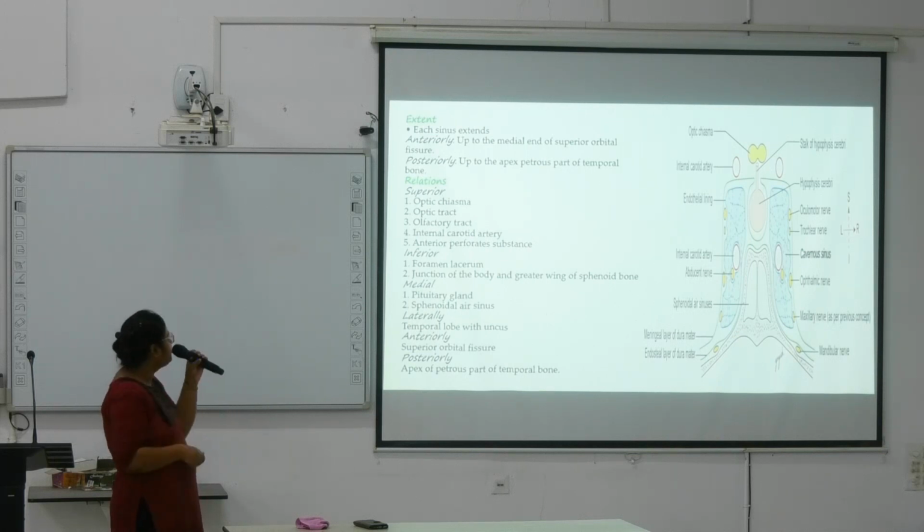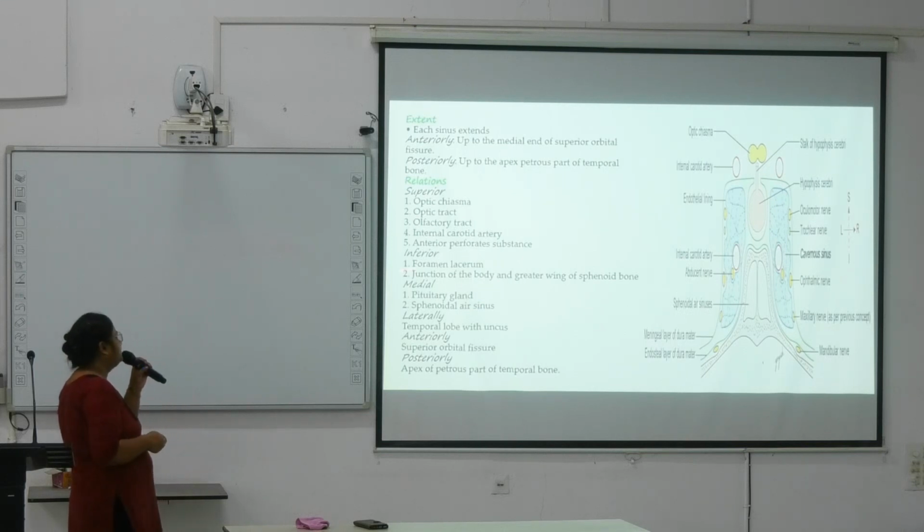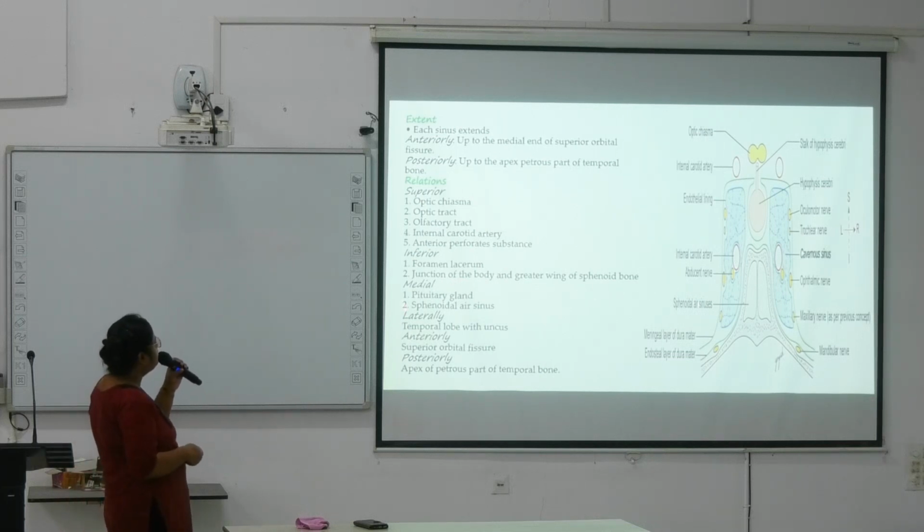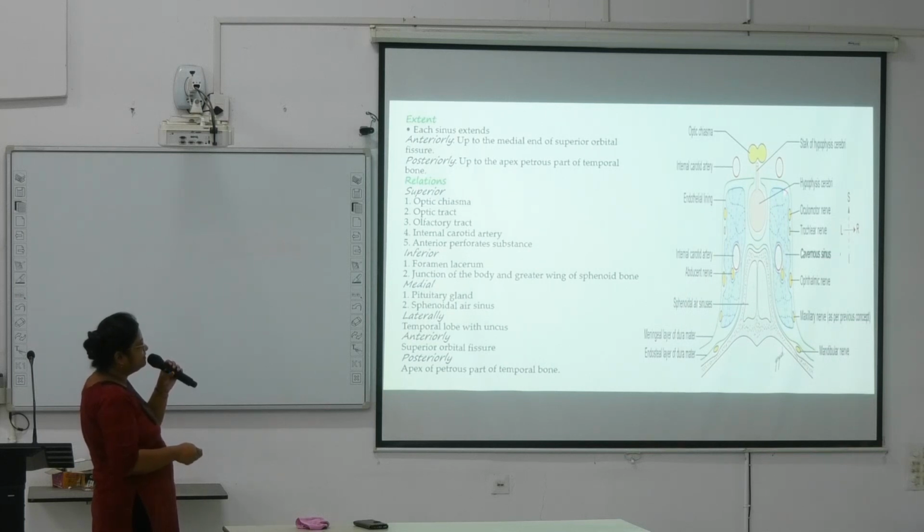Okay. Inferiorly, here lies the foramen lacerum and the junction of the body and greater wing of the sphenoid bone. Okay. Medially, pituitary gland and sphenoidal air sinus. See here, this is the pituitary gland and this is the sphenoidal air sinus within the body of the sphenoid. So these are lying medial to the sinus. The blue colored one is the cavernous sinus. Okay.